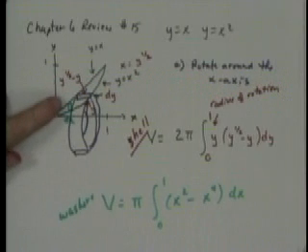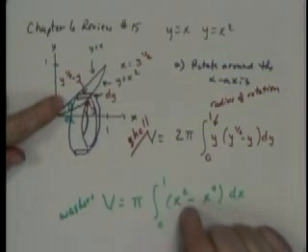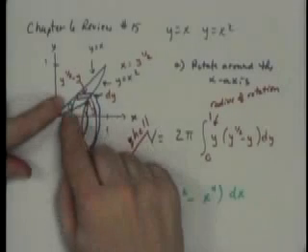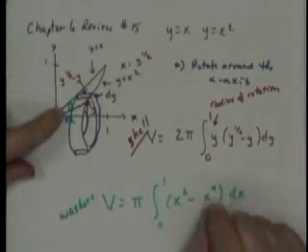So the upper function is y equals x. When I square that, I get x squared. The lower function is y equals x squared. When I square that, I get x to the fourth.